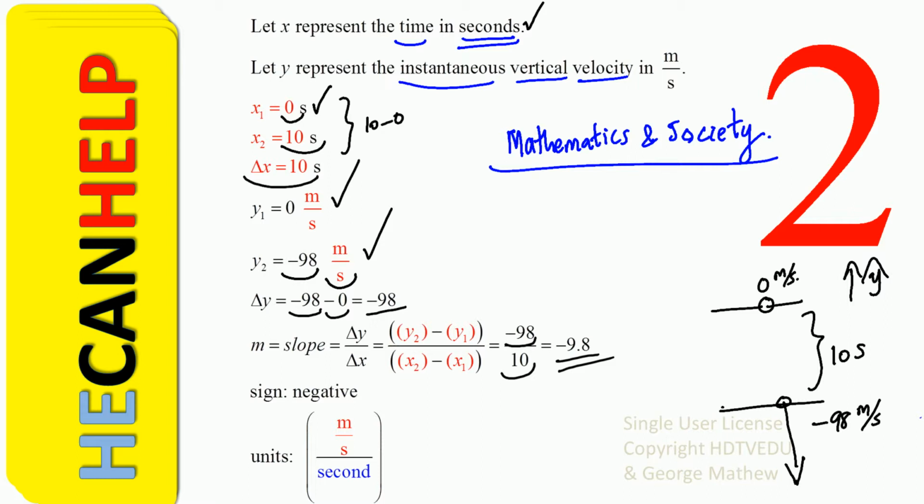And what is the unit? Meters per second is change in y. Seconds is along x. So you have change in y over change in x, and that is meters per second per second. Sometimes people use meters per second squared.